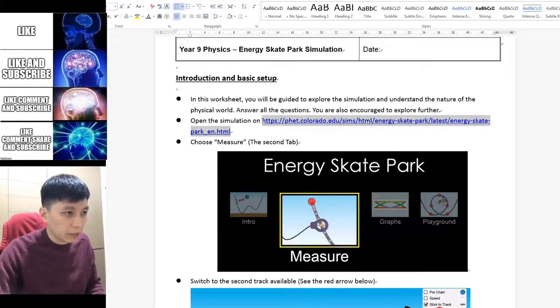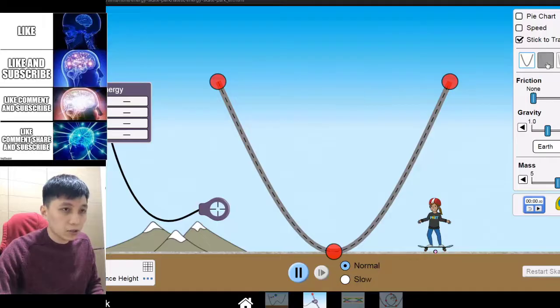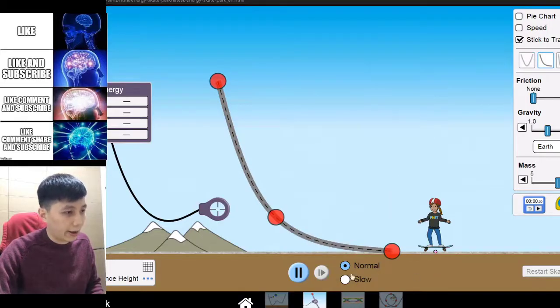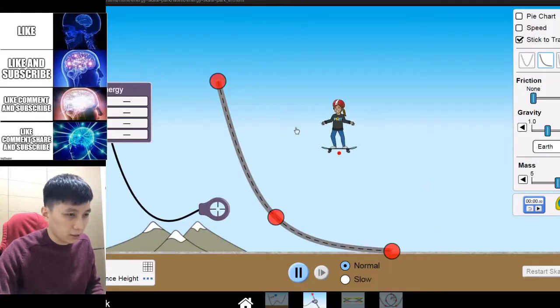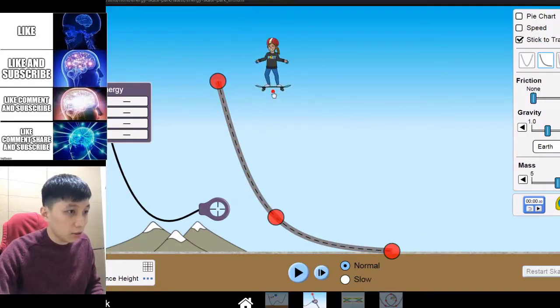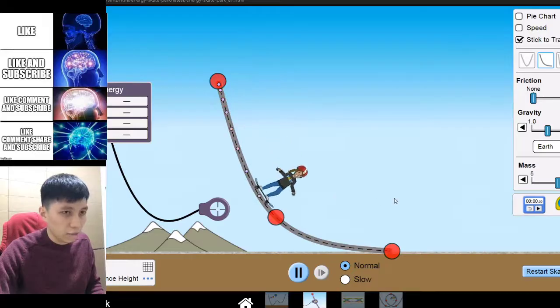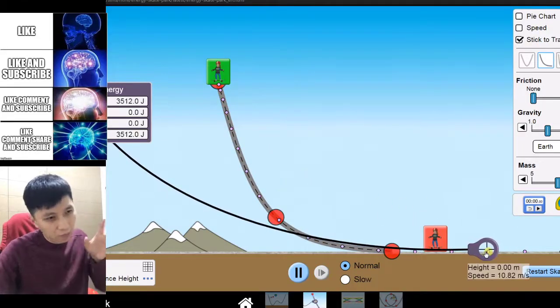You can open the simulation with the link that I provide to you and click the second tab, change to this track, and that's basically it. For the first investigation, we'll have to study the gravity against the final speed. First of all, we'll have to put the skater, because we don't want it to slide always, so we should pause it and then put her on top. And then if we just don't change anything, we should find the final speed should be about 10.8 something.